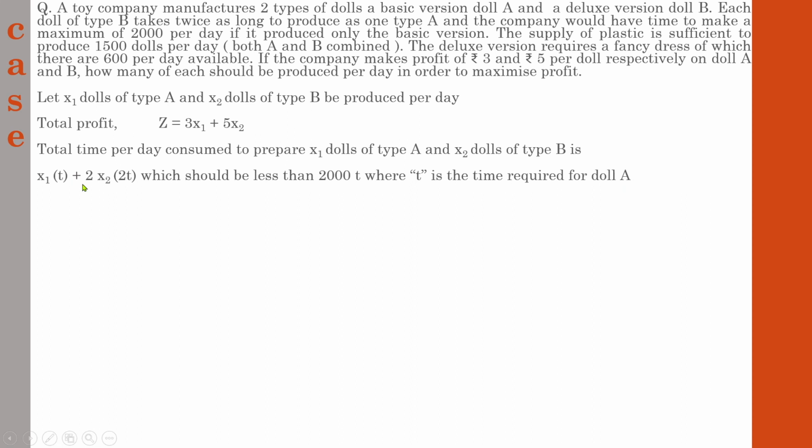So let us write this down in the form of an equation. x1 t plus x2 into 2t is less than or equal to 2000. We can take out all the t, so it can be written as x1 plus 2x2 less than or equal to 2000. So the first part is over. They have to produce 2000 items by dealing with doll A and doll B, because it is mentioned that each doll of type B requires twice as long to produce as type A, and the company would have time to make a maximum of 2000 per day.